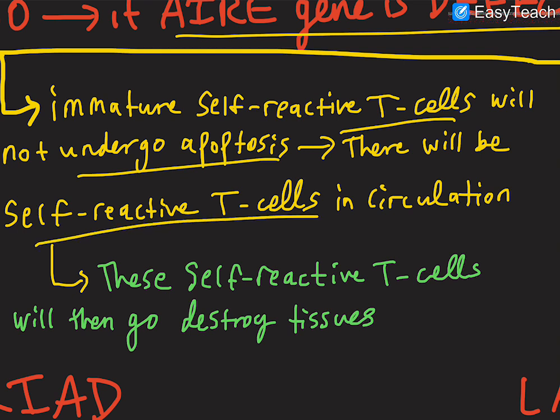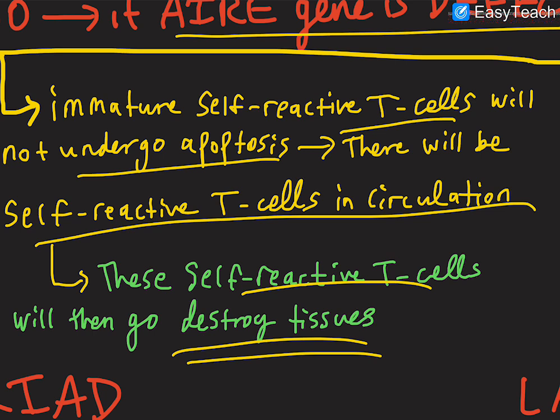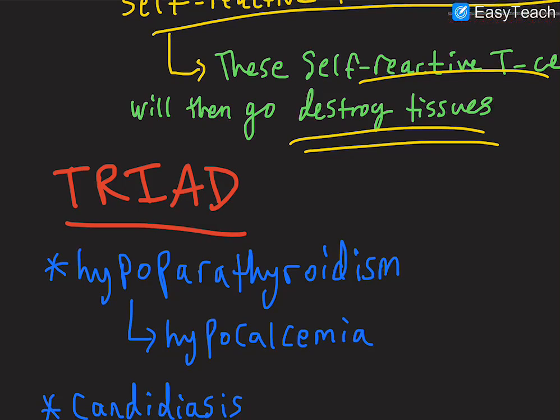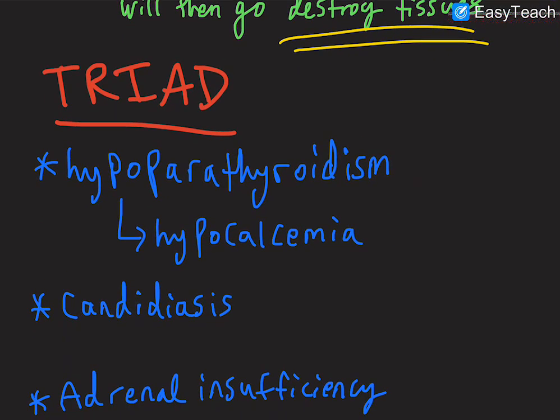So that means there'll be self-reactive T cells in circulation, and then these T cells can go destroy the tissues. So what destroys your own tissues? Autoimmunity, autoimmune destruction. So what findings do we see in autoimmune polyendocrine syndrome? Let's discuss that. We have a triad that we should be familiar with.